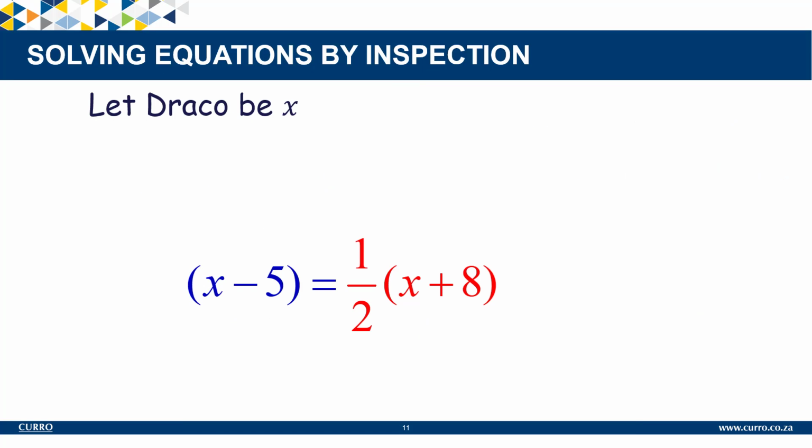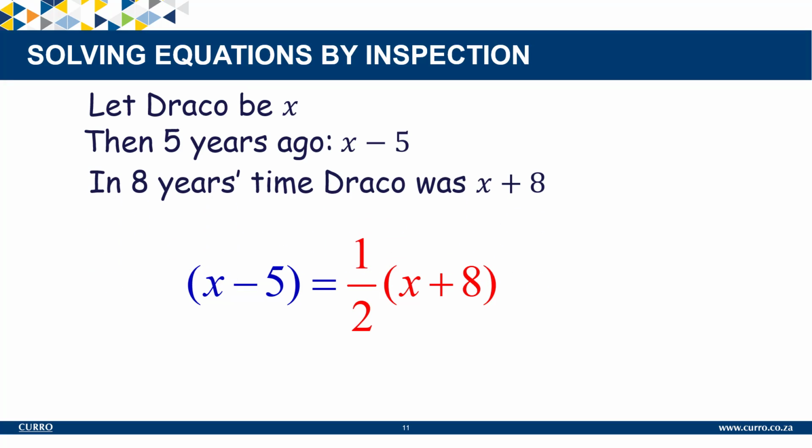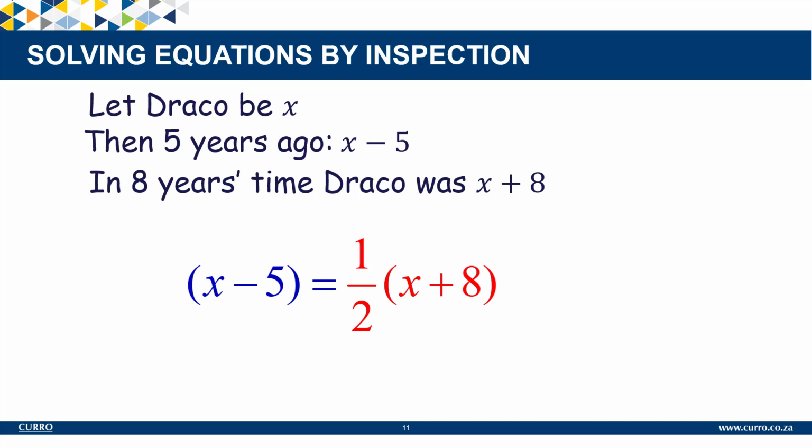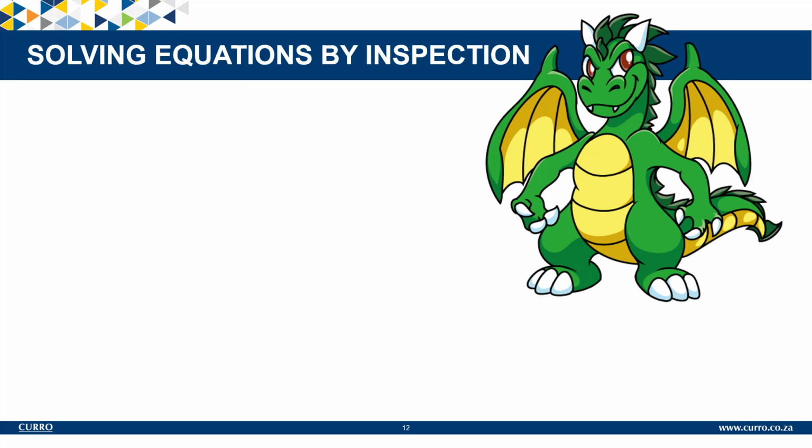Okay, so let's go back to our age problem. If Draco is x, then 5 years ago, he was x minus 5. In 8 years' time, he will be x plus 8. So 5 years ago, he was half of what he will be in 8 years' time. So that whole sentence is now being described in an equation. Now we can solve this by finding the value of x, and we already know it's 18. Let's just check. 18 minus 5 is 13 on the left-hand side, and a half of 26 is 13. So Draco is 18. Yes, I agree.